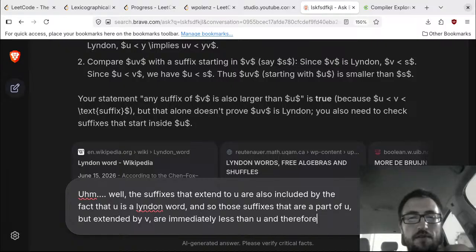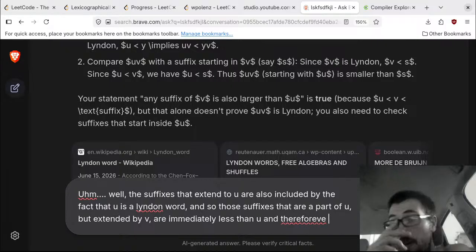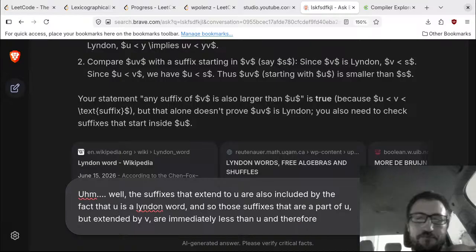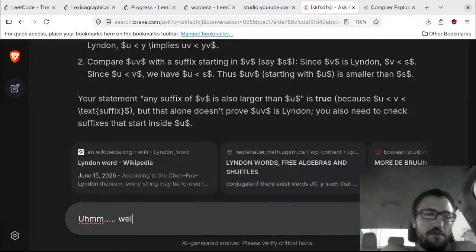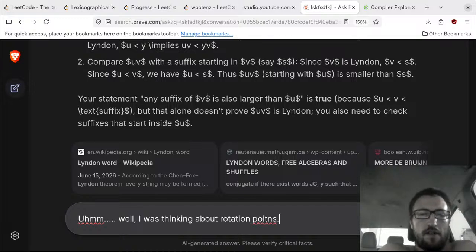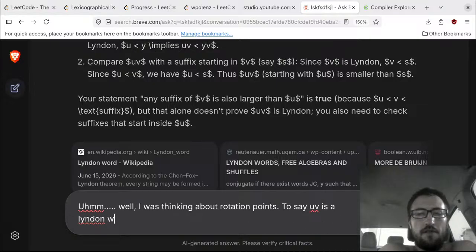Therefore, U must come first. Well, I was thinking about rotation points. To say UV is a Lyndon word implies that it's the optimal rotation, the lexicographically smallest.